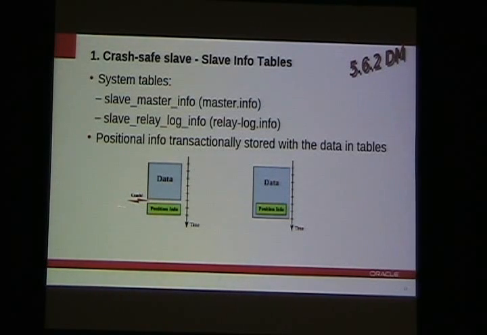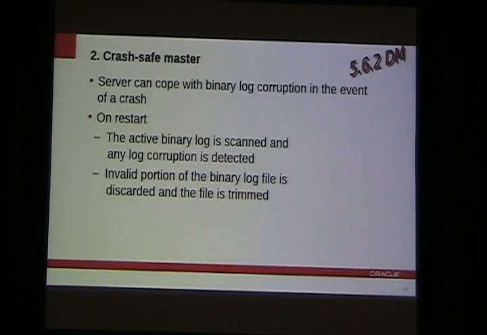Before, it was possible that you could have a crash before the position information was saved. After this feature, we store the position information inside the transaction, so there's no problem in case of a crash. For the crash safe master, if there is a restart, then the binary log is scanned, and if there's any corruption, it's fixed. This is also something that can happen, these kinds of crashing scenarios. It could be that it never happens, but when we introduce this fix, we make sure that it will never happen.